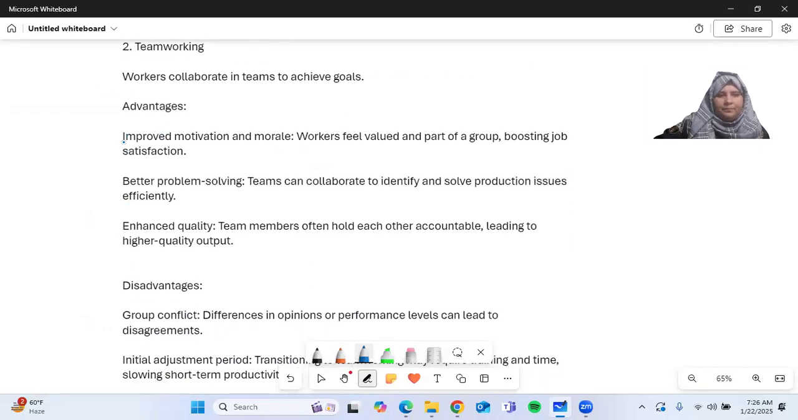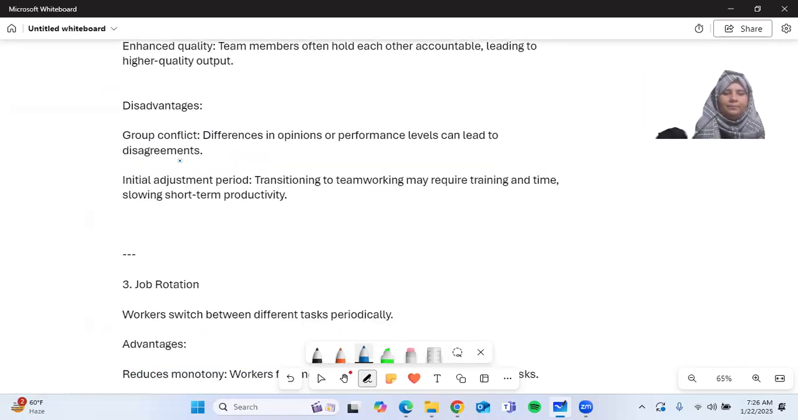Team working can improve motivation and morale, so workers feel valued and part of a group, boosting job satisfaction. However, there will be group conflict. Differences in opinions or performance levels can lead to disagreements.